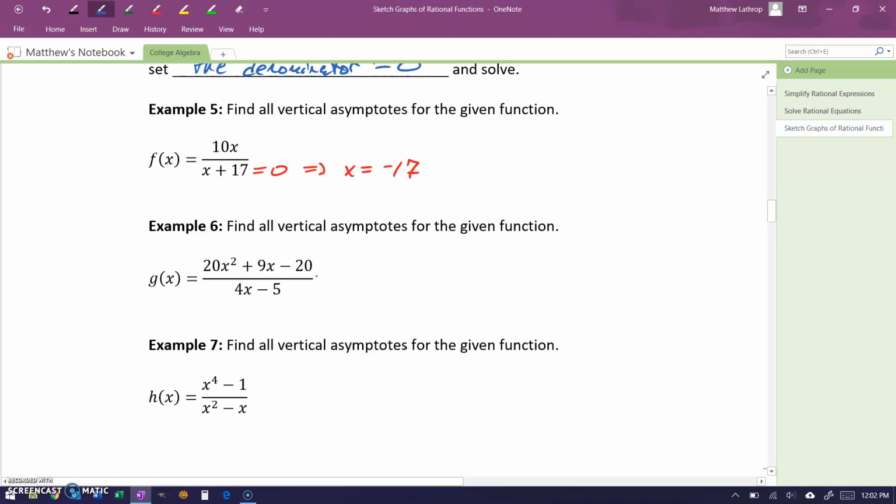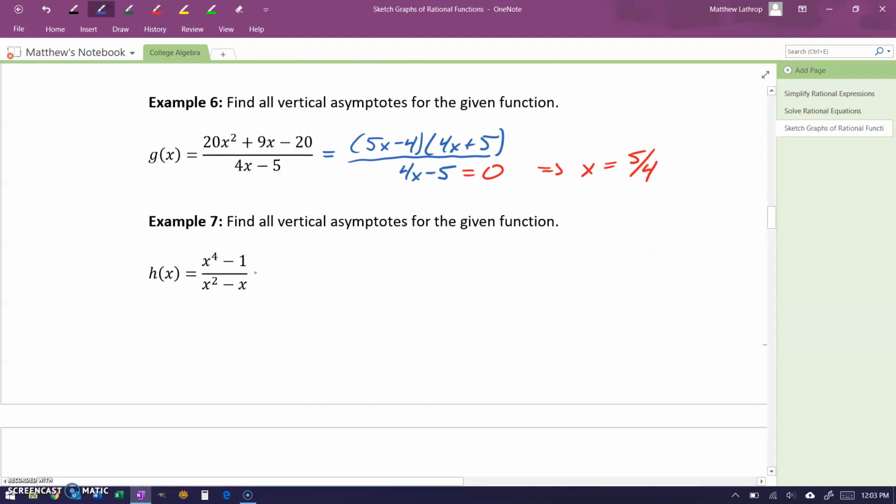In example 6, we want to first begin by factoring the numerator and denominator. The numerator here will factor as 5x minus 4 times 4x plus 5. And the denominator will remain as 4x minus 5. In this case, even though we were able to factor, nothing cancels, so we still just take the denominator, set equal to 0, which tells us that we have a vertical asymptote at x equals 5/4.